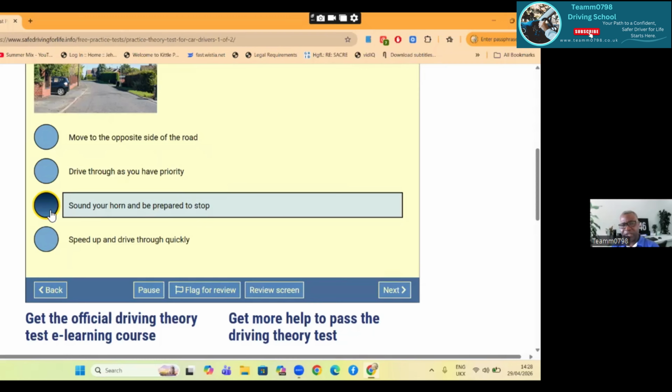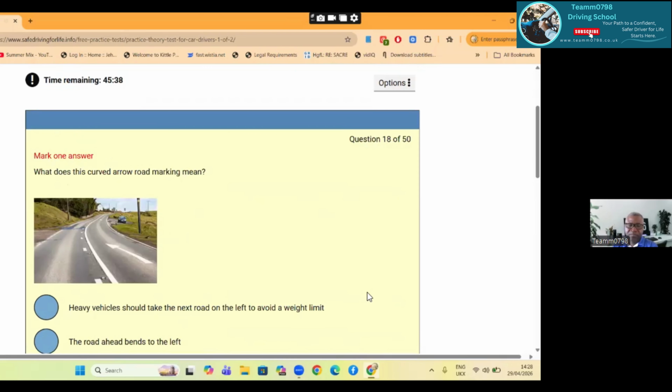Most often than not, when you sound your horn, you alert them and they will stop for you. Then you can proceed cautiously. But if they carry on coming, just stop the car. Protect yourself. Mark one answer.